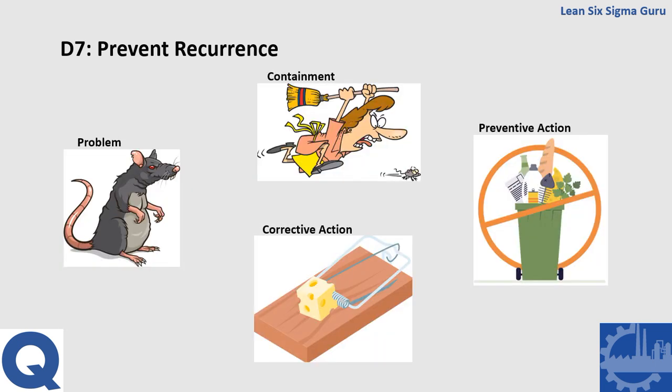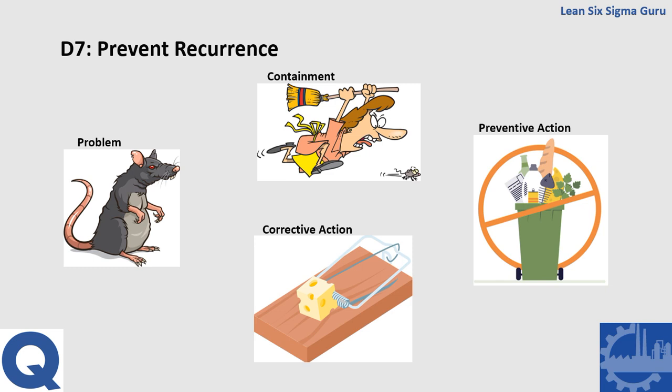When we consider recurrence, my favorite analogy is to say the problem is we have a rat in the house. The containment action is to take a broom and chase the rat and hopefully get the rat to leave the house. That's a containment action. The effectiveness long-term of the containment action is not very good. It might mitigate the immediate risk. It might get any of the rats to leave the house for a period of time because it's uncomfortable. But it's not a long-term solution.